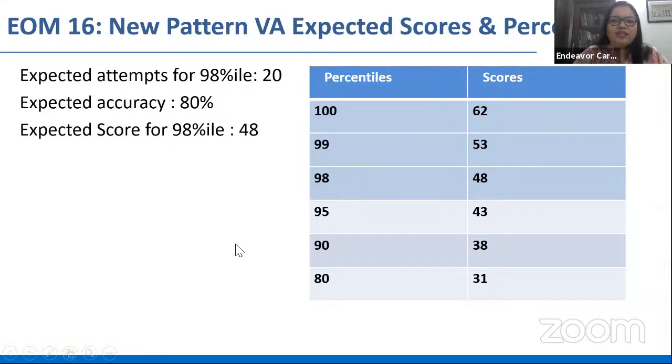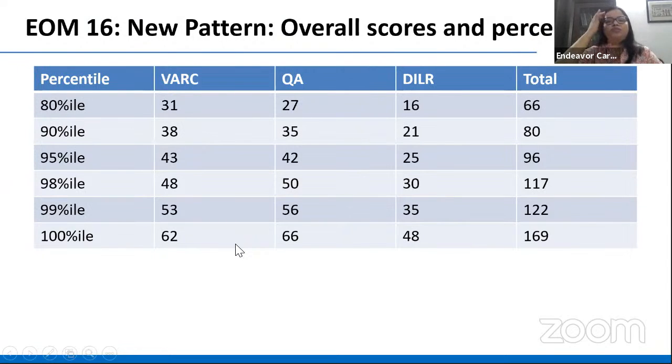All right. Yes. So what do the overall scores look like? 80 percentile is a total of 66, just a 16 in DILR, 27 in QA, 31 in VARC. 90 percentile is at a total score of 80, a 21 in DILR, 35 in QA, and a 38 in VARC. 95 percentile at a total of 96.